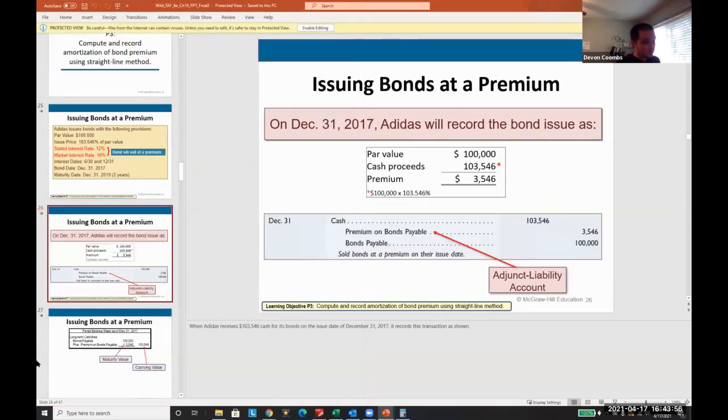I'll also test you on what the journal entries are on issuance of a bond, if it's at a discount or premium. So we know what cash is. We know that bonds payable is a liability. And then if it's a discount, we're going to debit it. If it's a premium, we're going to credit it.